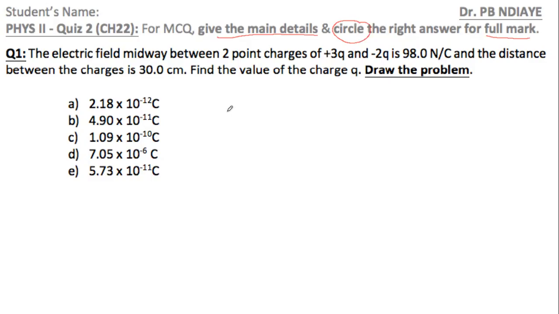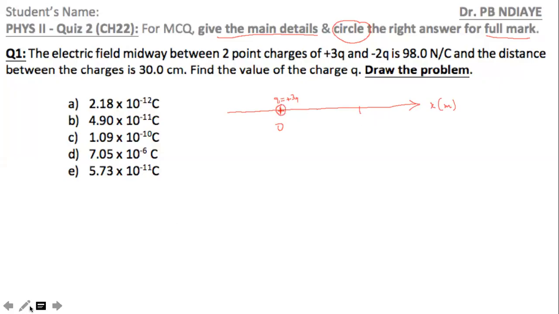Let's start. So let's assume that this is my x-axis, a straight line, and this is the origin. Let me put everything in meters. Okay, so charge 1, let me call it Q1, which is equal to plus 3Q, is right here. So the positive charge is at the origin, let's say.